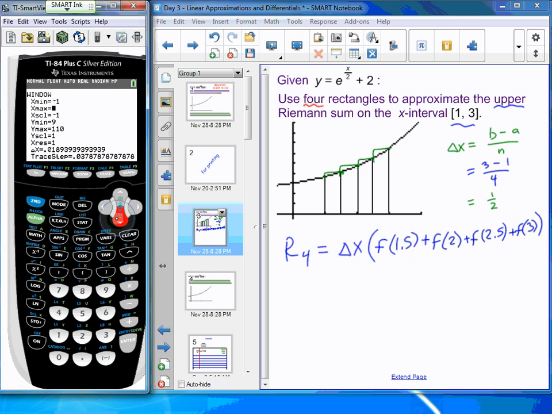So we want a -1 to maybe 9. And we want our x scales to be 1. There we go. Thank you. Sorry about that.